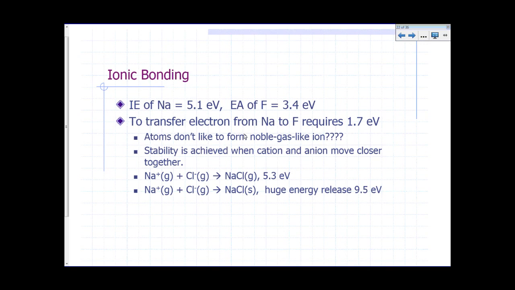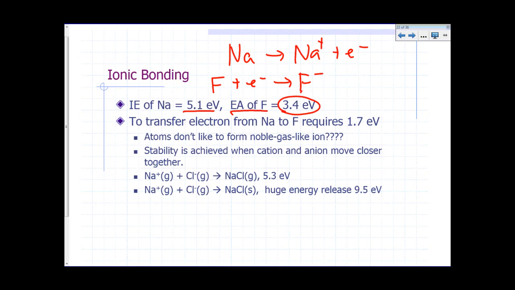Comments about ionic bonding. If you look up the ionization energy of sodium, you'll find that it's 5.1 electron volts. In other words, if I were to remove an electron from sodium, that's going to require an input of 5.1 electron volts. On the other hand, if you look up the electron affinity of fluorine, if you attach an electron to fluorine, you're going to get fluoride ion, and the electron affinity is 3.4 electron volts. So it's going to release 3.4 electron volts. So the difference between these two is 1.7 electron volts.